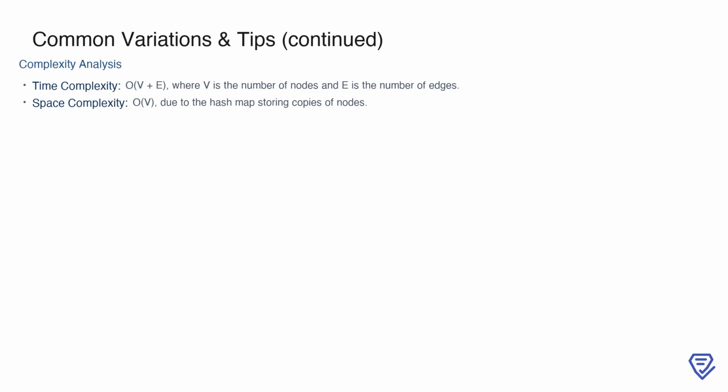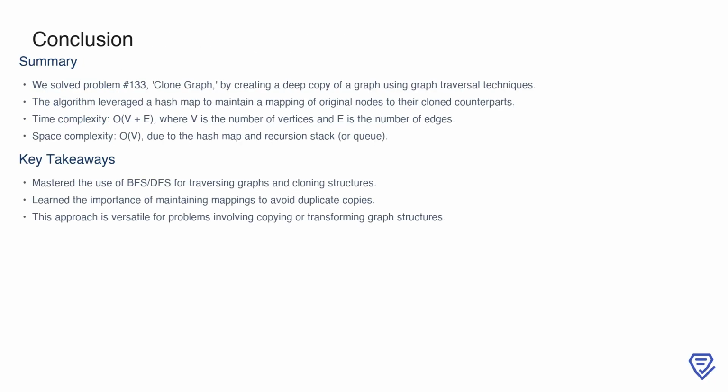This efficient complexity ensures that the solution can handle large graphs effectively, as long as you implement the traversal and cloning process correctly. Great work on completing this problem. To recap, we used BFS or DFS to traverse the graph, maintained a hash map for node mapping, and achieved a deep copy of the graph efficiently. This problem is a fantastic example of applying graph traversal techniques and understanding memory references. Remember to practice similar problems to strengthen these concepts.